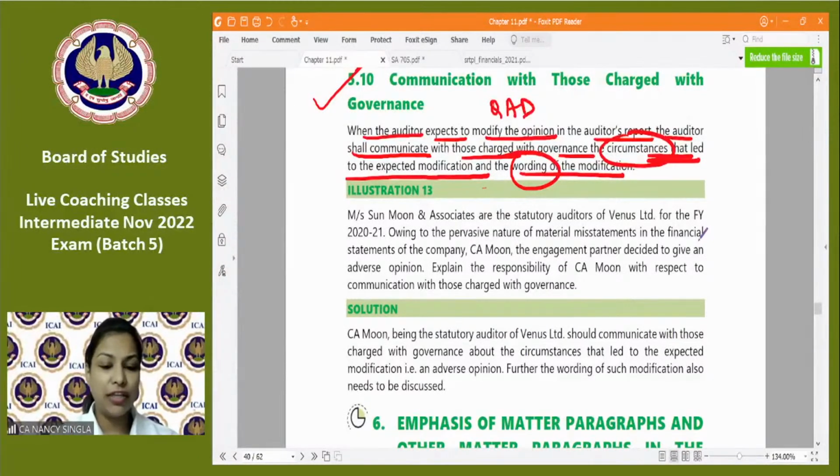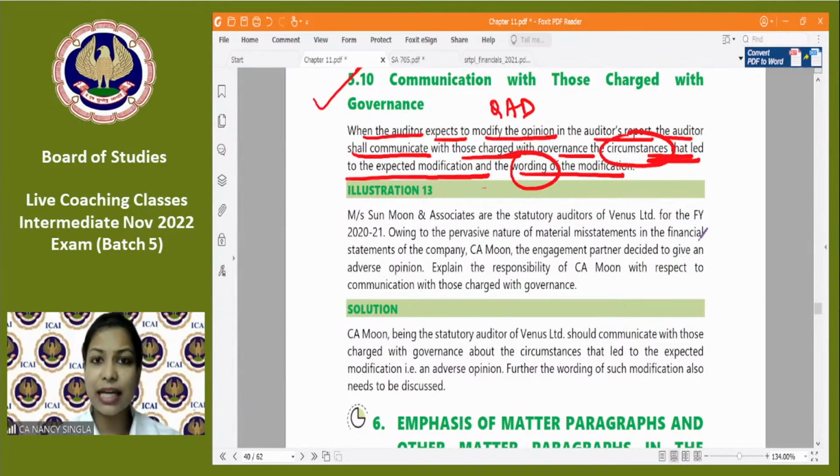So look at 705, what is the name? Modifications to the opinion in the independent auditor's report, right? So when the auditor is concluding in terms of SA 700 and he concludes that a modification in the opinion is required, he will give a modified opinion in terms of SA 705.